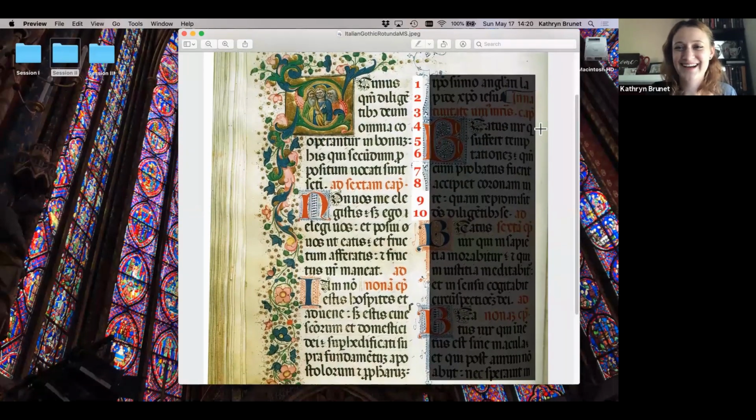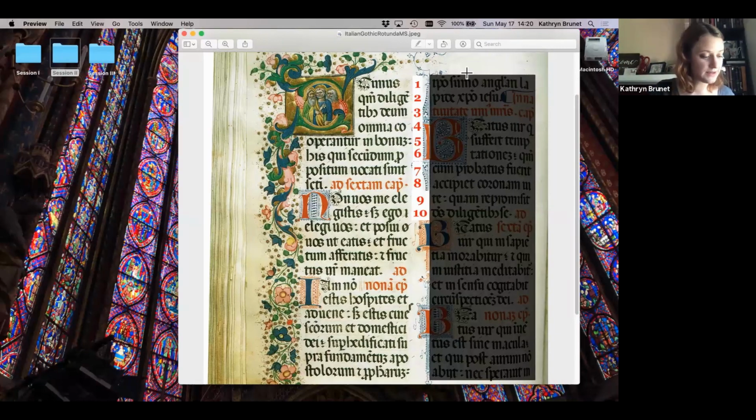Okay, so you can see first of all, I chose this image. It's really beautiful. I got it from one of my medieval manuscript books that has some really lovely color images. This one is Italian Gothic rotunda. It's a very round form of Gothic. It was written in 1408, so it's a little bit later, actually a lot later than our first session, and this is Italian. It is part of a religious text called the Little Hours of the Virgin Mary.